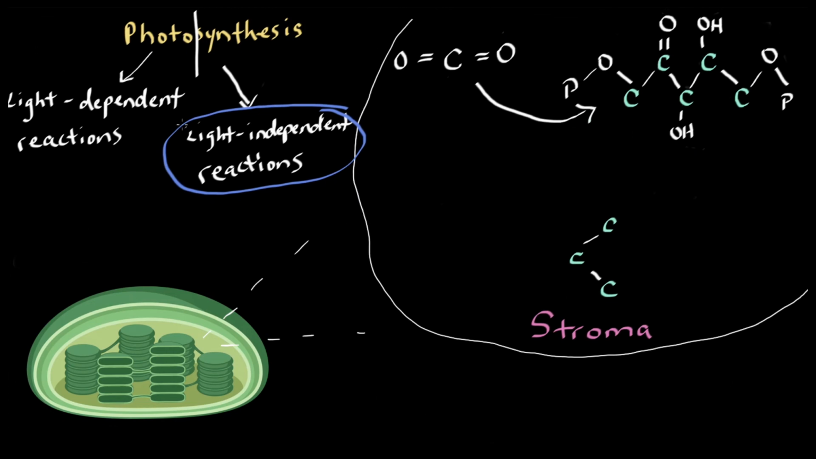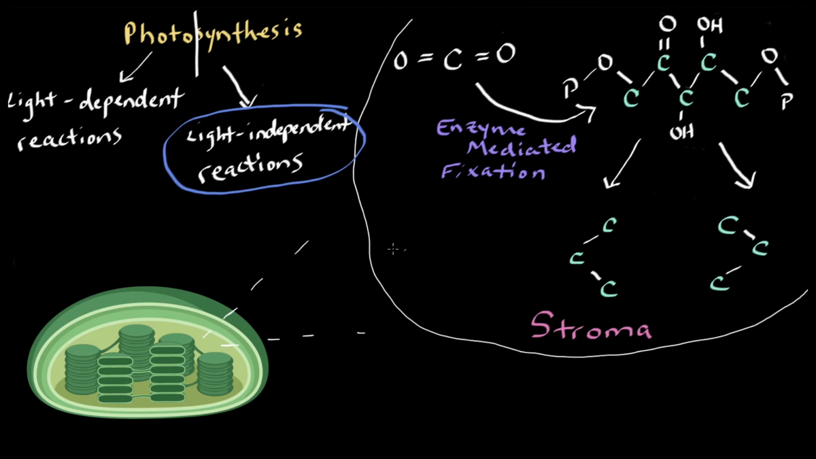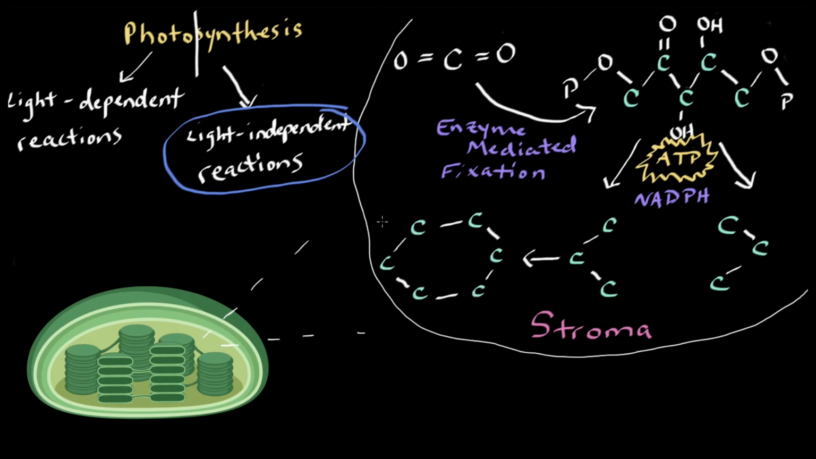In the light-independent reactions, a plant enzyme fixes carbon dioxide from the air into a chain of carbon. So ATP and NADPH, which were produced in the light-dependent reactions, provide the energy and the electrons to create two energetic reactive molecules that can be combined to make glucose or other useful molecules.